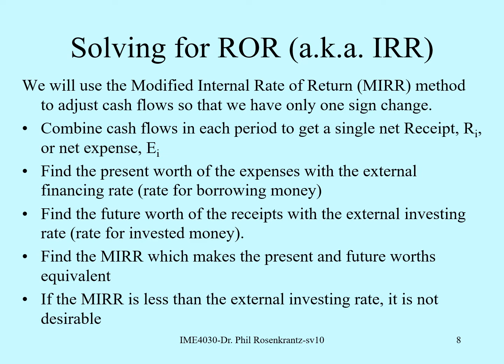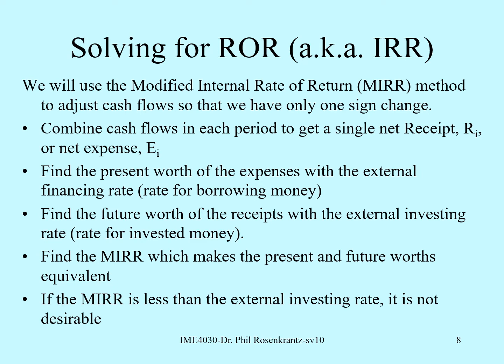What we do is we aggregate all of the up arrows as receipts, money coming in, and call that RI. And we aggregate all the expenses, all the money going out, as EI. We find the present worth of the expenses using what we call the external financing rate, which is a realistic rate for money we might borrow to use to pay for things on time.